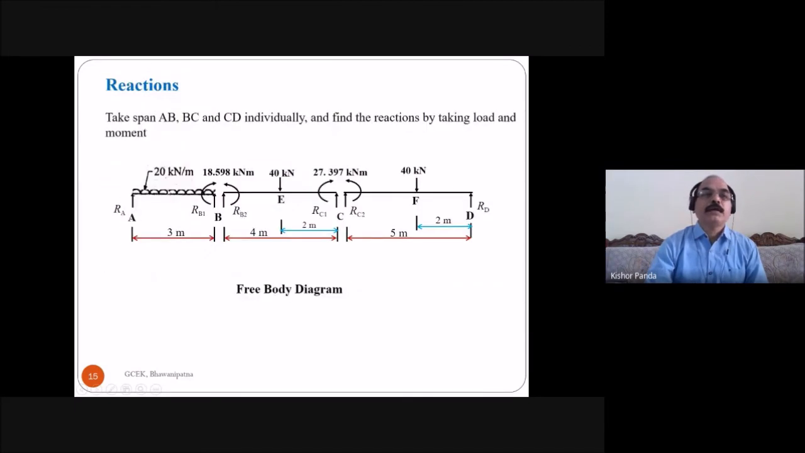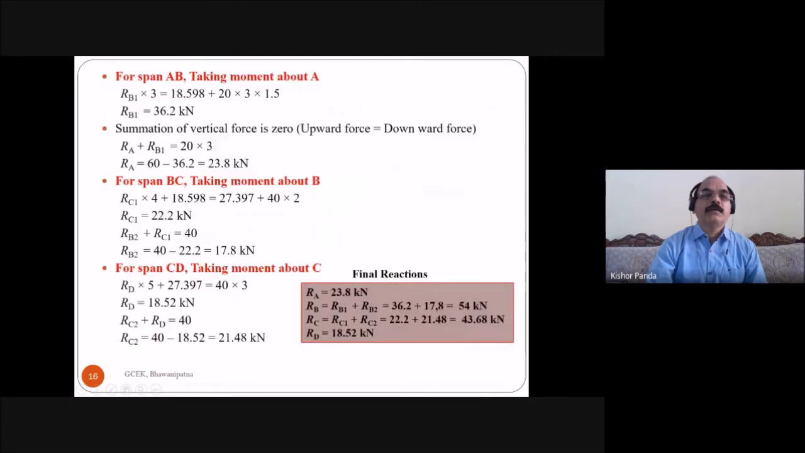So first take span AB, and taking moment about A, RB1 into 3, this is anti-clockwise, is equal to 20 into 3 clockwise, and this is also clockwise, plus 18.598. RB1 into 3 is equal to 18.598 plus 20 into 3 into 1.5. So RB1 is equal to 36.2 kilonewton.